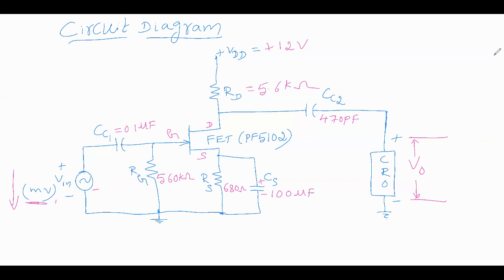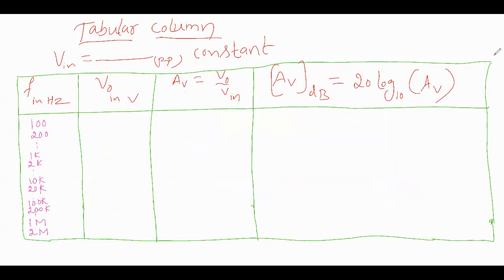The corresponding tabular column is shown here. Vin is the peak-to-peak voltage, and it is kept constant. That voltage should be minimum, so that the output at midband is not saturated. That is the input voltage you have to apply, and it should be constant throughout the frequency response. It should not be varied. Once it is fixed for the undistorted output at the midband, the input should not be varied at any point of the frequency bandwidth.